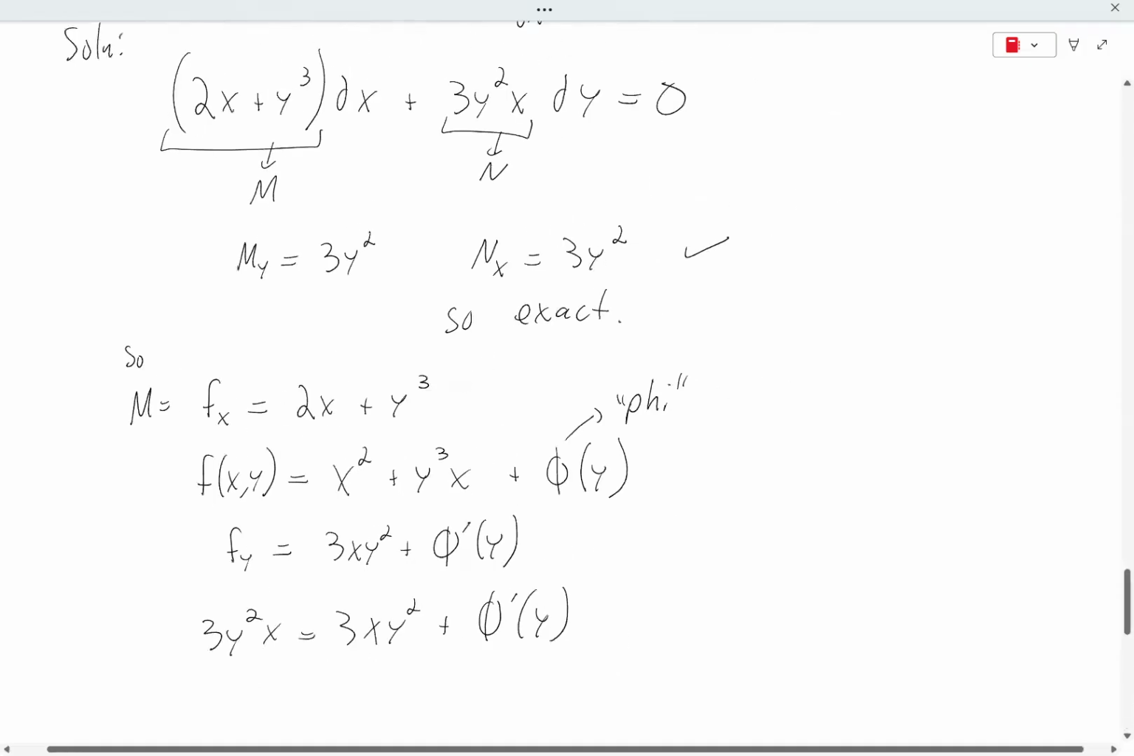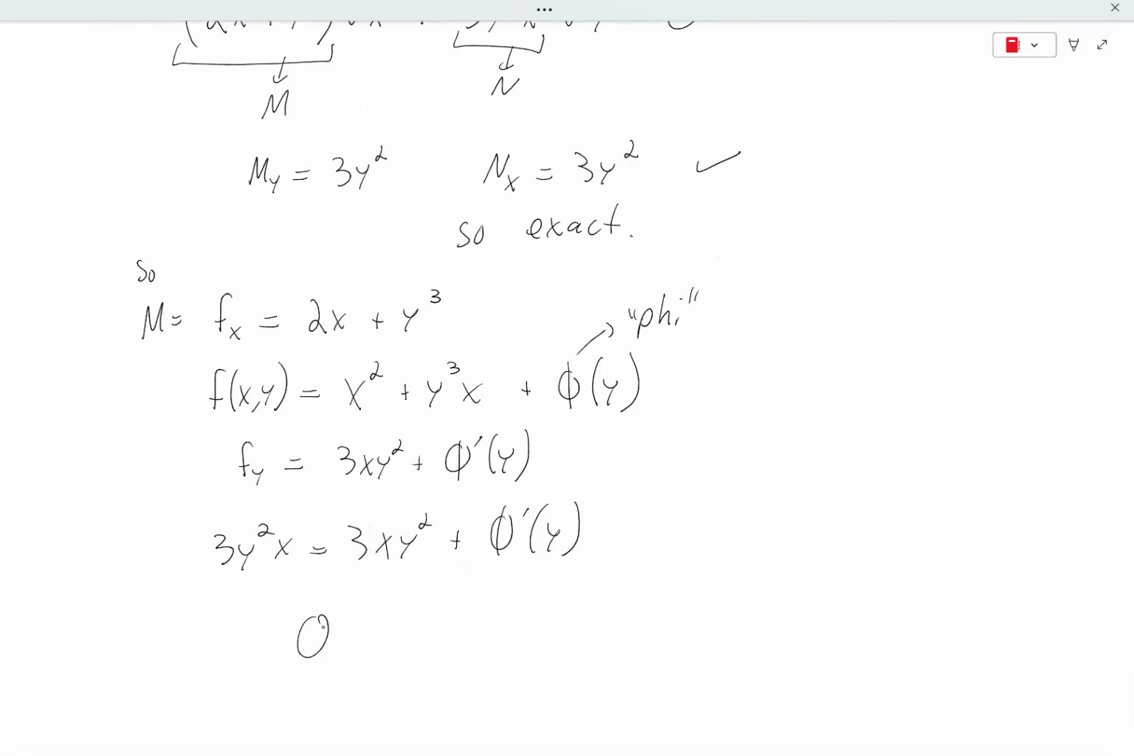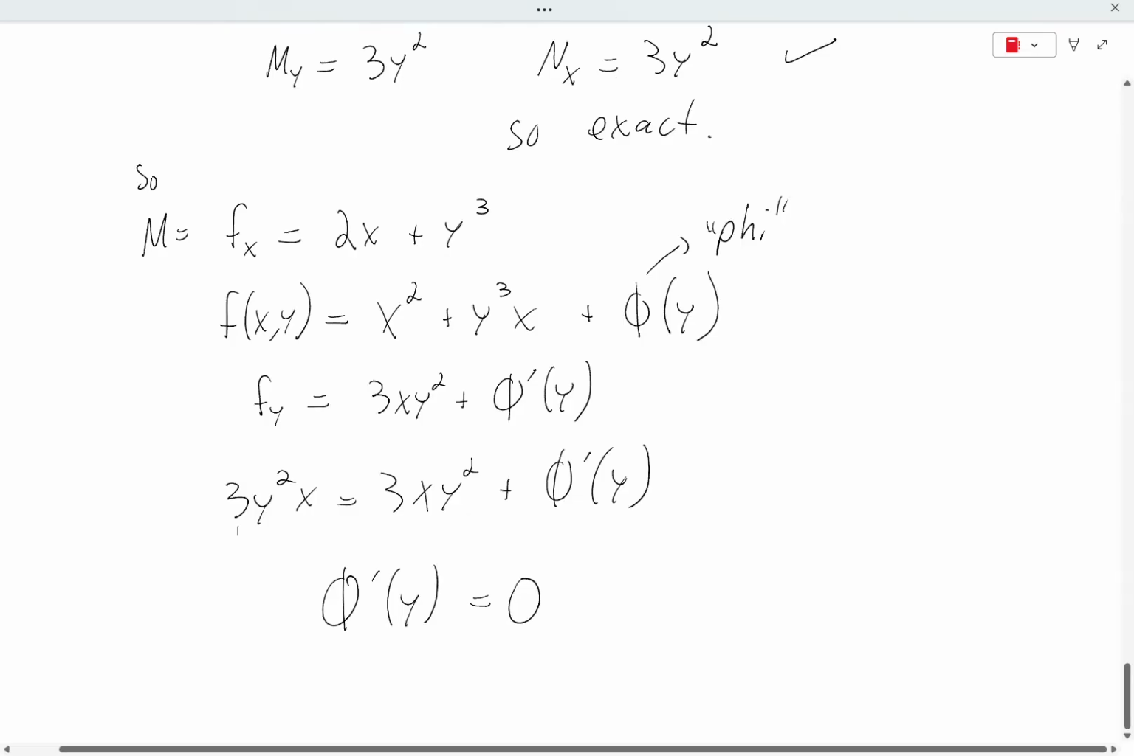That's just, again, me making this identification here. That's going to be our f sub y. It's this now. And these actually drop off on both sides. So basically, you get that phi prime of y is equal to 0, because these drop off on both sides. They're written differently, but they're the same thing, so they're subtracted away.